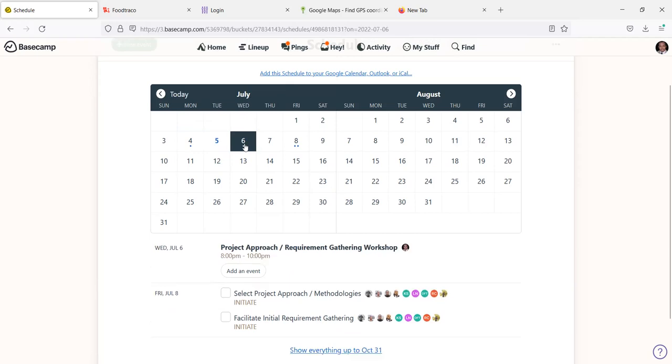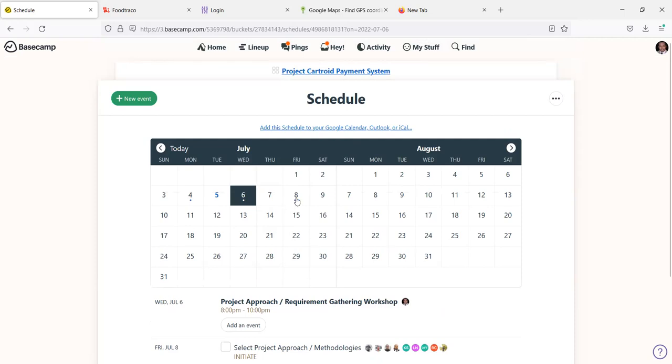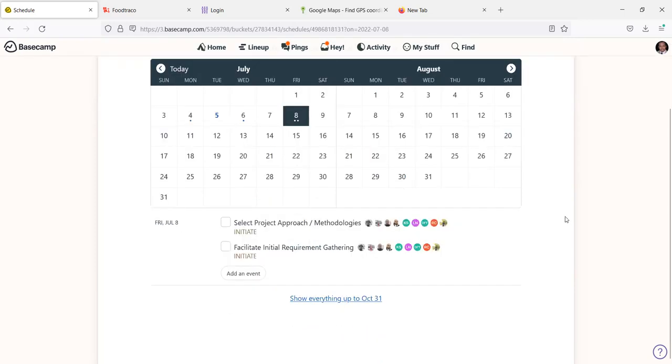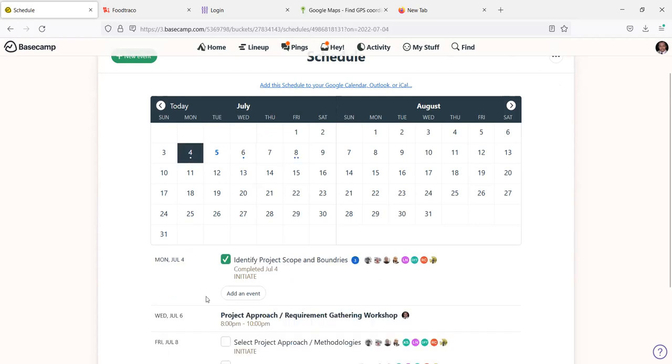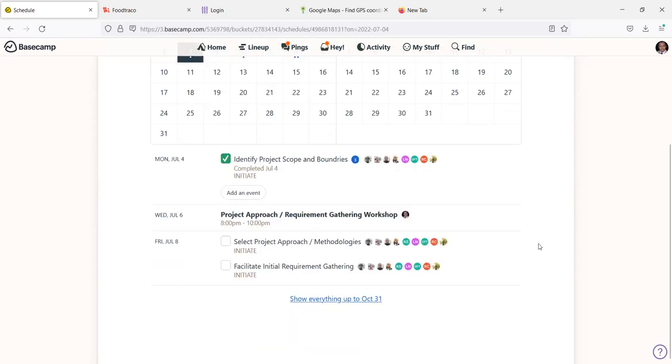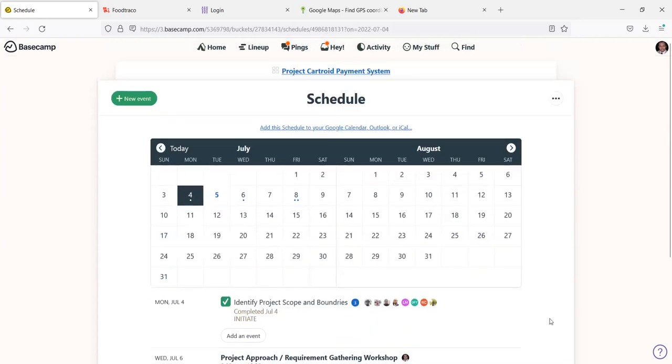So, these are the ones that are coming up tomorrow. And these are the ones coming up on Friday. But we have backlog. The backlog we have, these are the backlogs. Some people have not submitted their reports. So this is how you can use calendar. This is a calendar. When we talk about schedule here in Basecamp, we're talking about calendar.